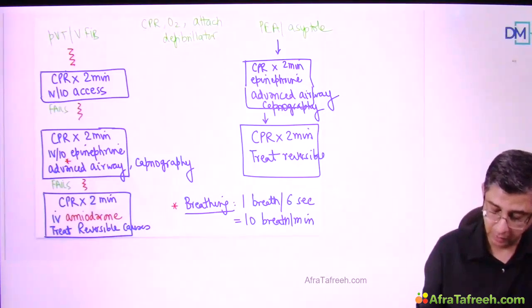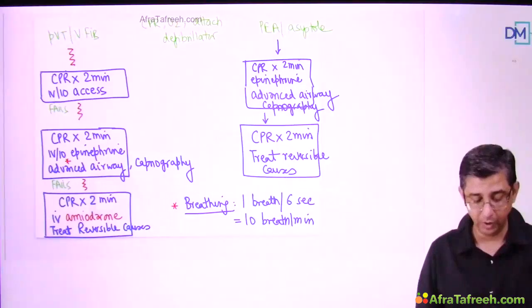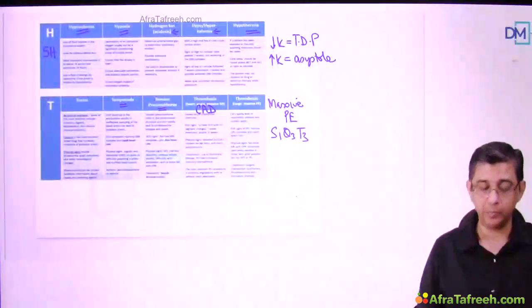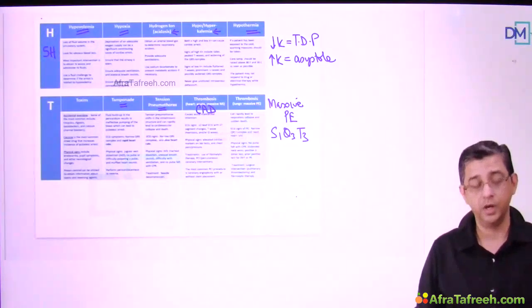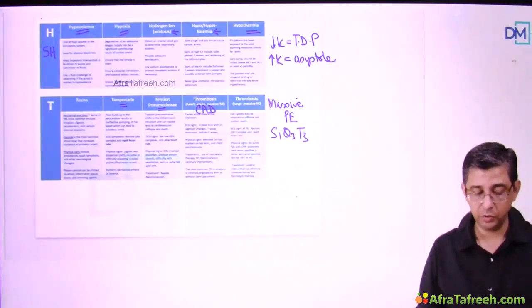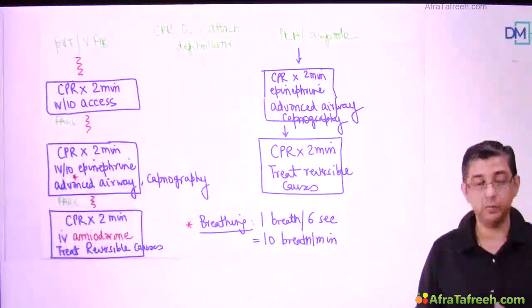Most of the time, your thought process for reversible causes should mainly focus on the hypovolemia component, as I explained to you. In case the heart is empty, you need to give fluid resuscitation. If it is hypothermia, you need to go for active rewarming of the patient. So in the HAs, the first two things to always consider are hypovolemia and hypothermia. And if they're taken care of, you can definitely improve the patient.